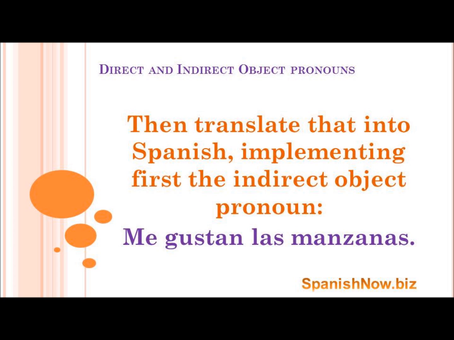Let's implement some indirect object pronouns here using gustarle. Me gustan las manzanas. I like apples. You'll notice that gustar is in the third person plural here, and that's because las manzanas, which is the subject of the sentence, are plural. Remember, we have to look at this from a backwards perspective. What's pleasing to oneself? In this case, las manzanas. Las manzanas are pleasing to me.